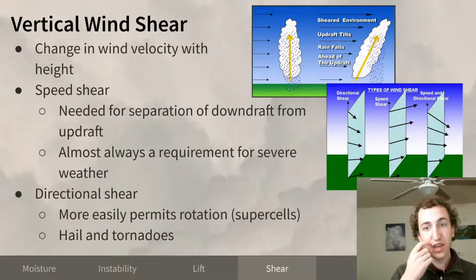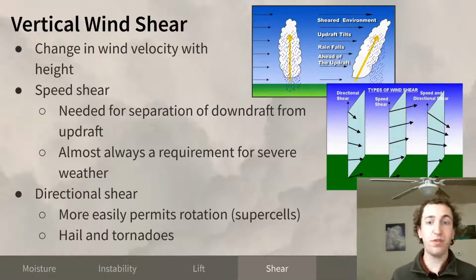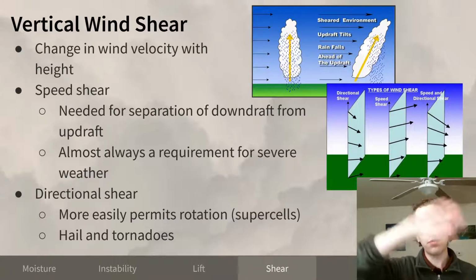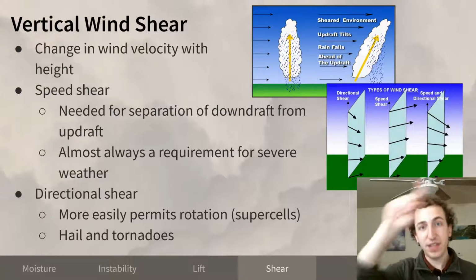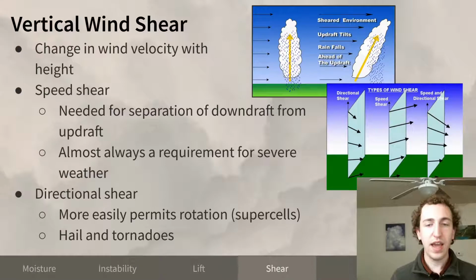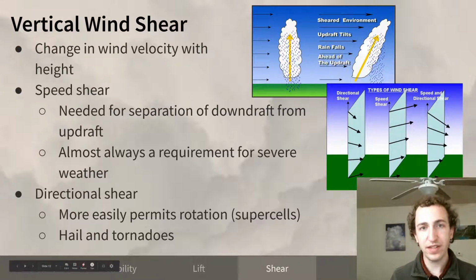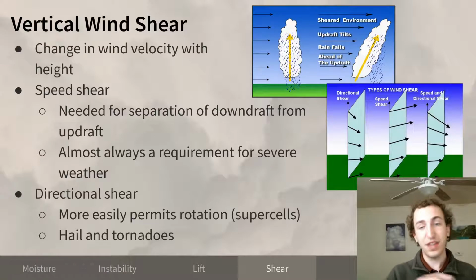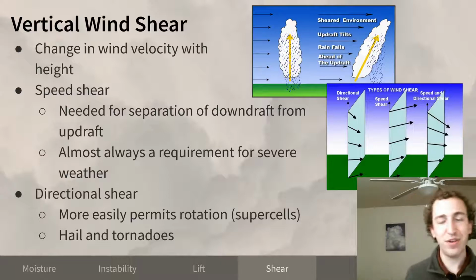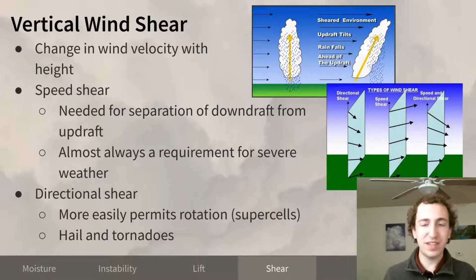Speed shear is really the big needed one for severe weather, because that allows us to separate the downdraft from the updraft of the convection so it doesn't just fall on top of itself and kill itself off. If the updraft and downdraft are separated, that means that the storm can continue rather than die off quickly. And you're almost never going to get severe weather out of something that doesn't have this. We'll go more into that in the next video, what kind of storm doesn't have wind shear like this. But you basically need this for severe weather to occur.